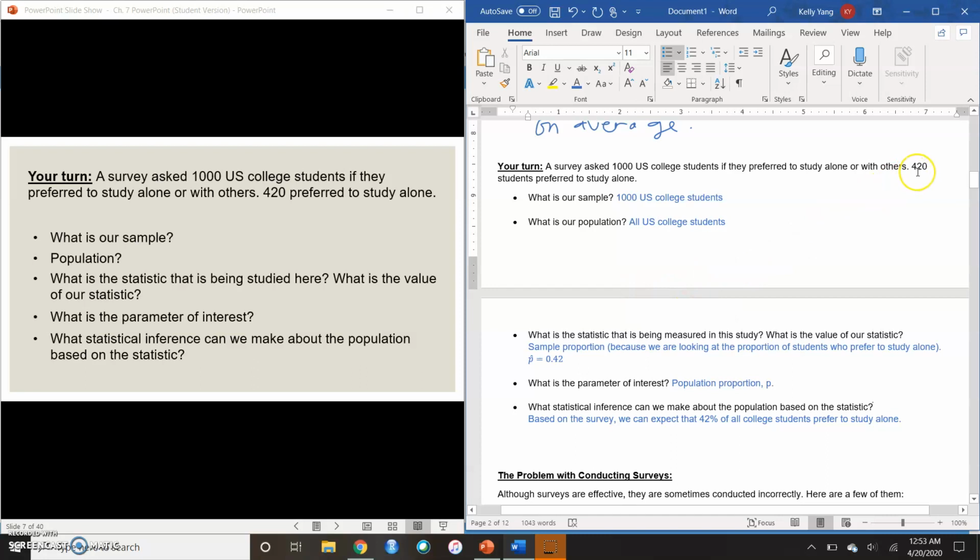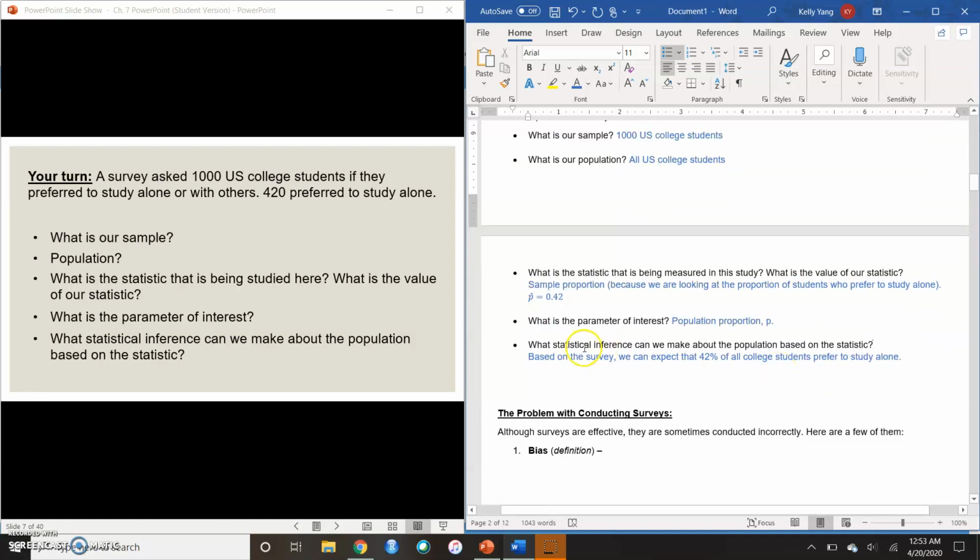Here we're told that 420 students prefer to study alone, but we should realize from this study that this is out of 1,000 U.S. college students. And so 420 out of 1,000 gives us a proportion, which in this case is 0.42. So if our statistic is the sample proportion, then that means the parameter of interest is the population proportion. We're trying to make a conclusion about the population proportion based on the sample proportion.